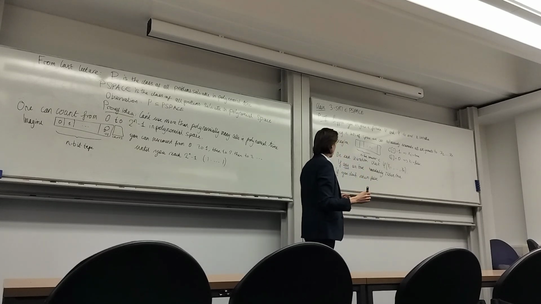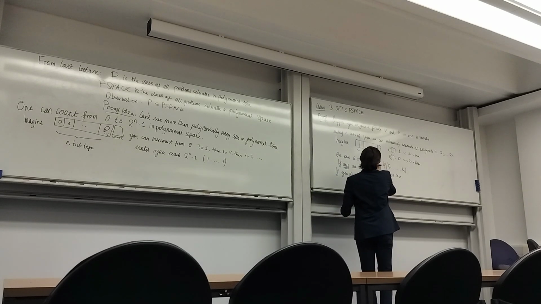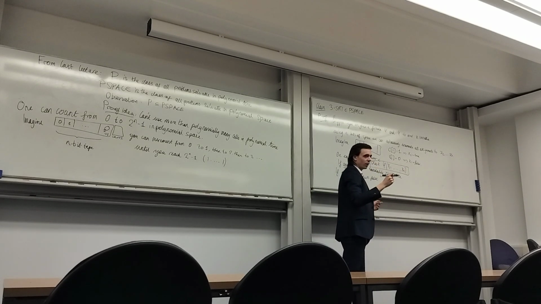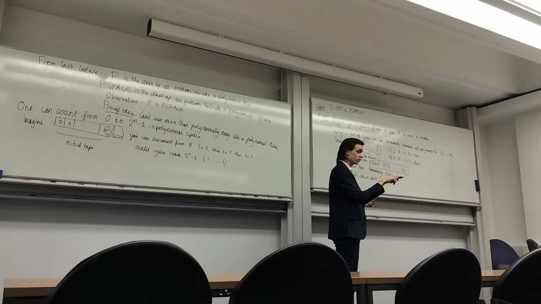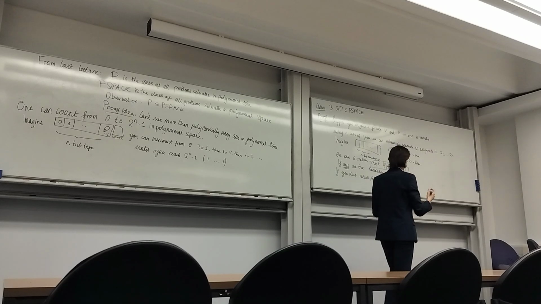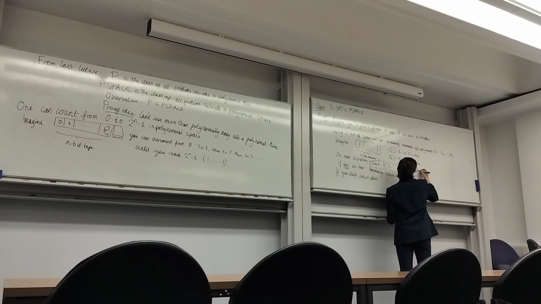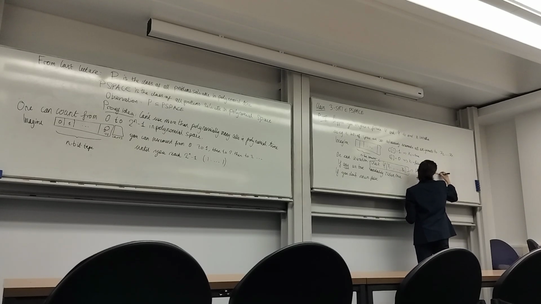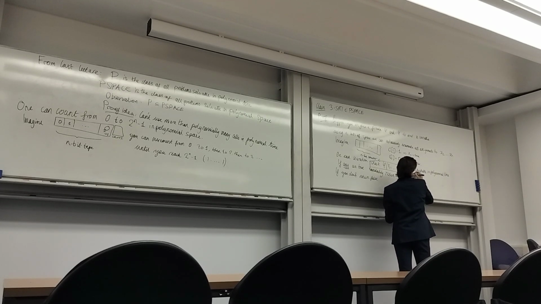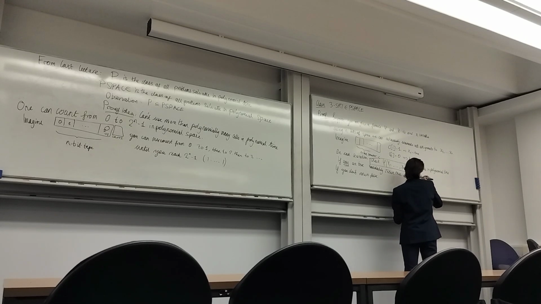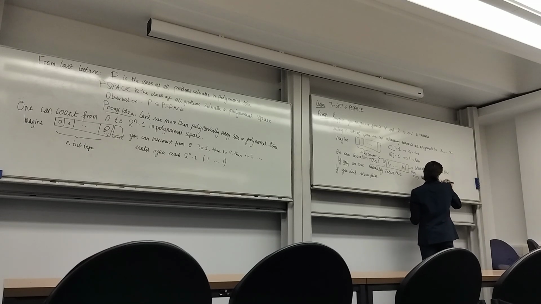Now, the important part is, how do I do this in PSPACE? That's the whole point. So we know that checking whether a formula with its assignments is true or false can be done in polynomial time. So this can be checked in polynomial time. And by the observation, this can be achieved in polynomial space.